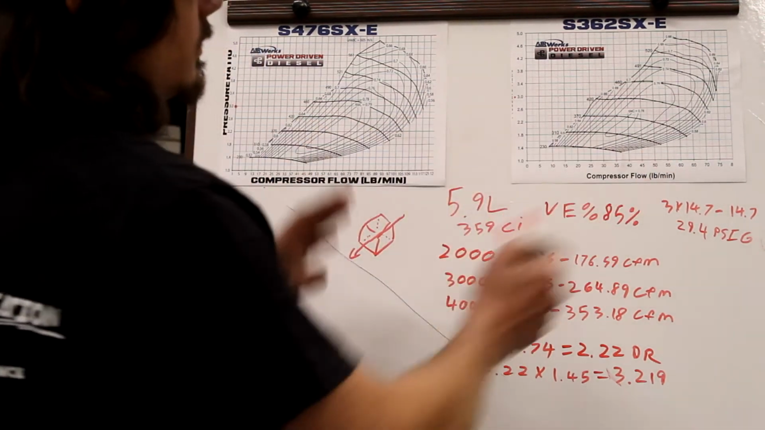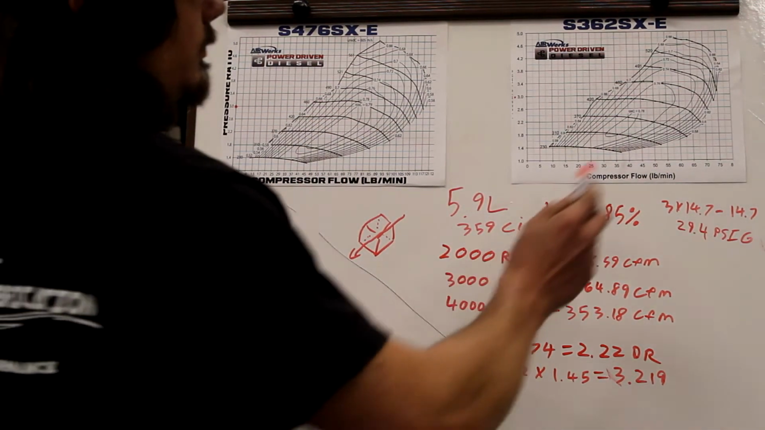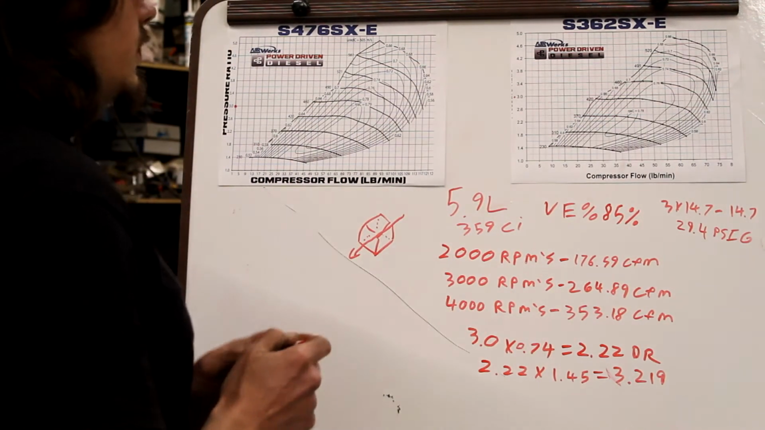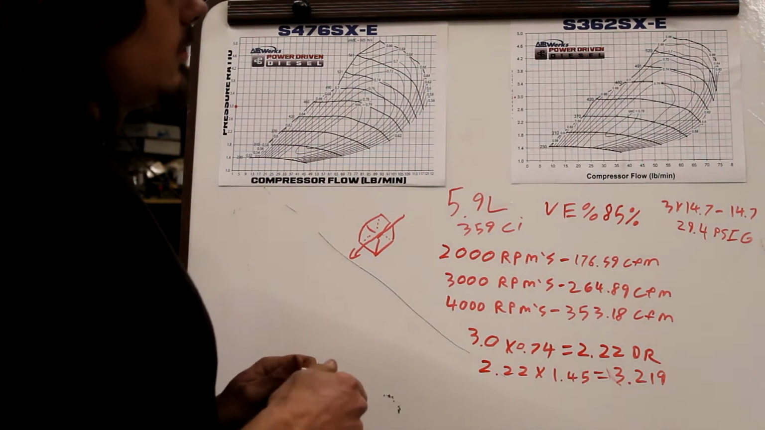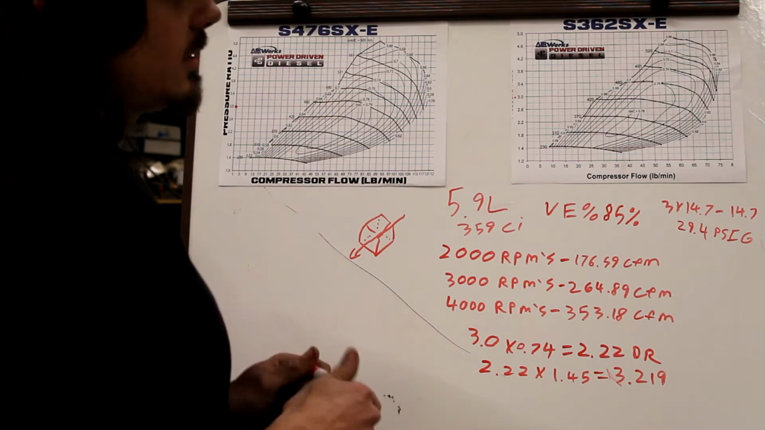And BorgWarner is not consistent on their maps. They'll test some chargers to this point, some to the other point, and that might be due to a rotor speed thing. They just don't want you running the rotor speed that far.